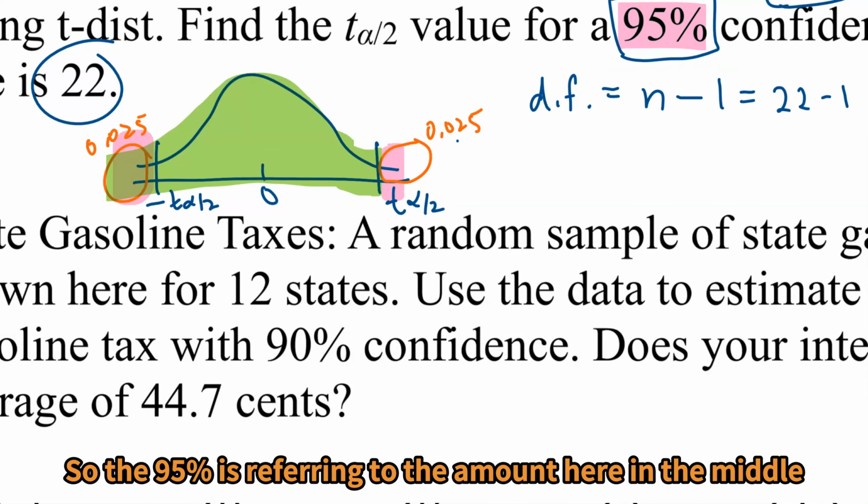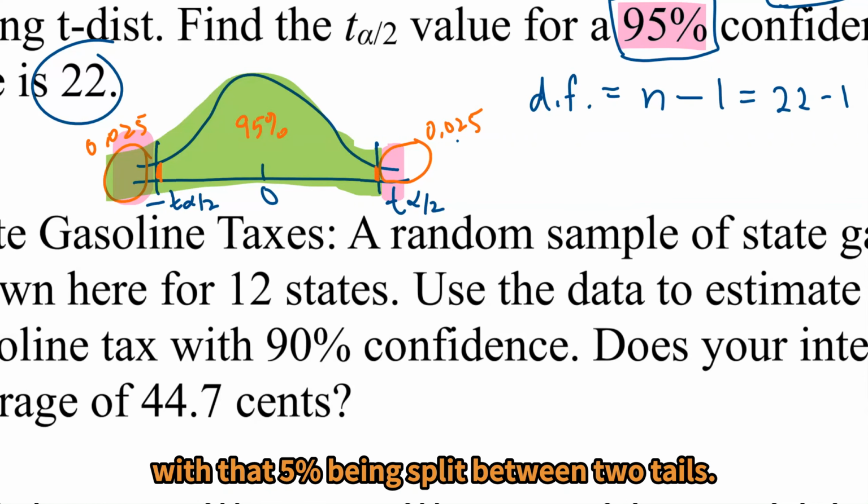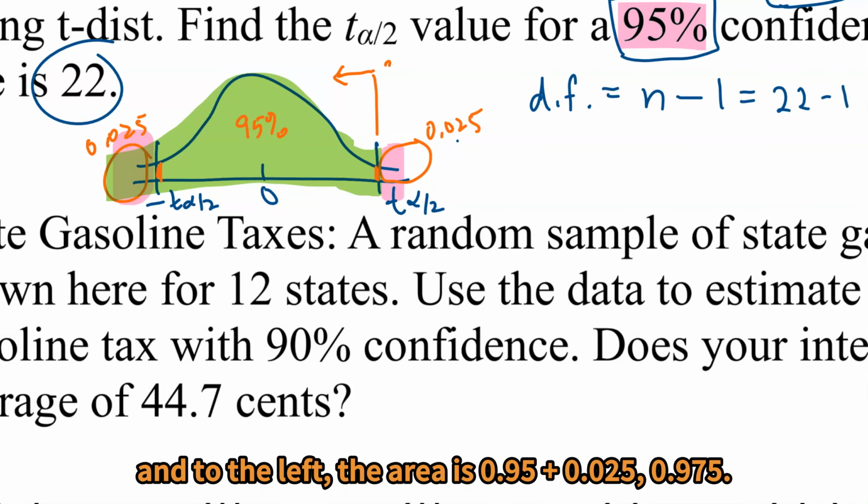So the 95% is referring to the amount here in the middle between these two values, with that 5% being split between the two tails. That ultimately means that at this t value and to the left, the area is 0.95 plus 0.025, 0.975.